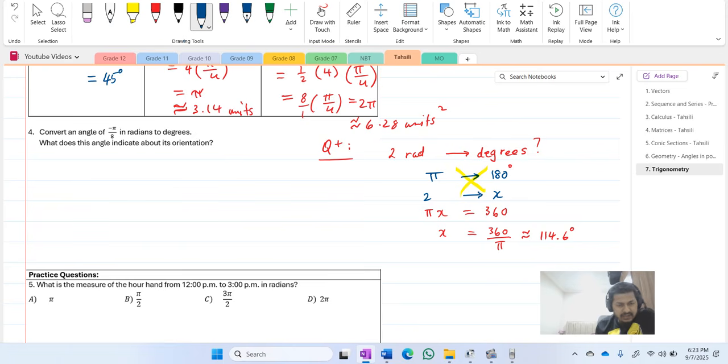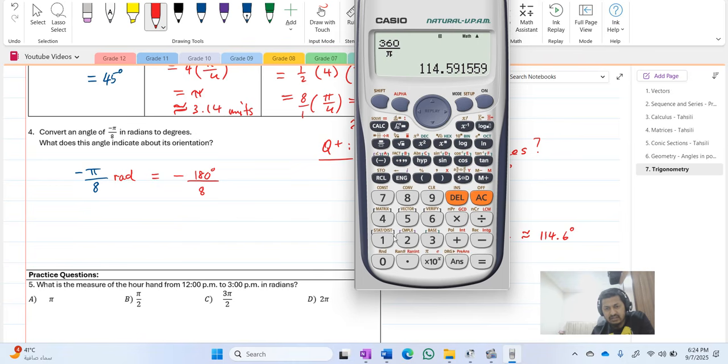Negative pi by 8 radians, no problem. We know pi is 180 degrees. You can just divide that, so simple, right? So we say negative 180. Remember, we replace pi with 180 because pi is 180 degrees, and you divide it by 8. So 180 degrees divided by 8, I'm getting 22.5, right? So I've got negative 22.5 degrees.